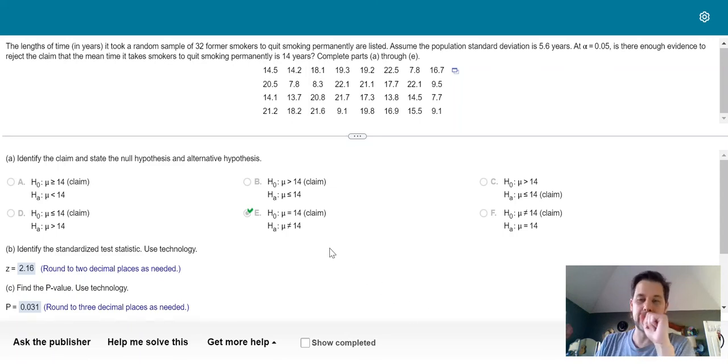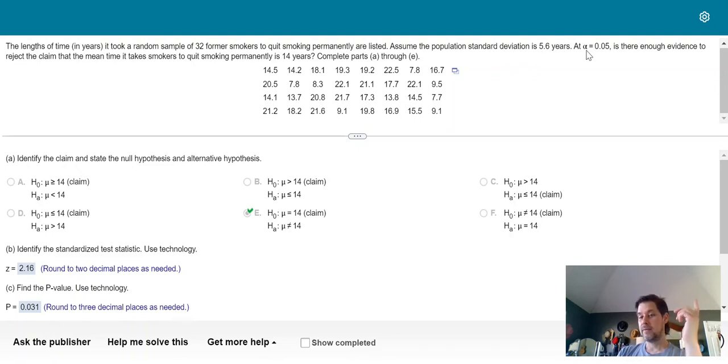Okay, let's do this problem about hypothesis testing. So we have some raw data. That's the way this one starts out. It says the length of time it took a random sample of 32 former smokers to quit smoking permanently are listed. They give us the population standard deviation.